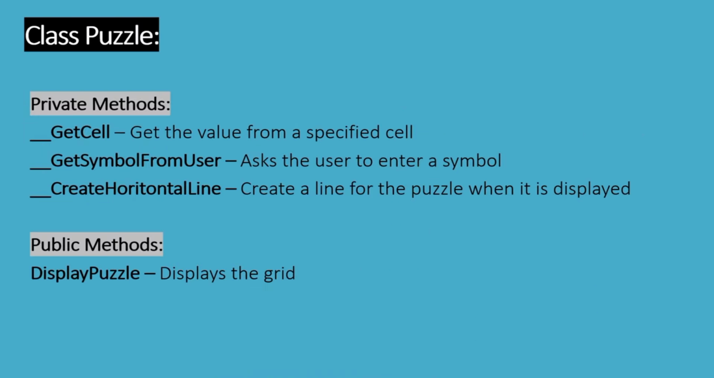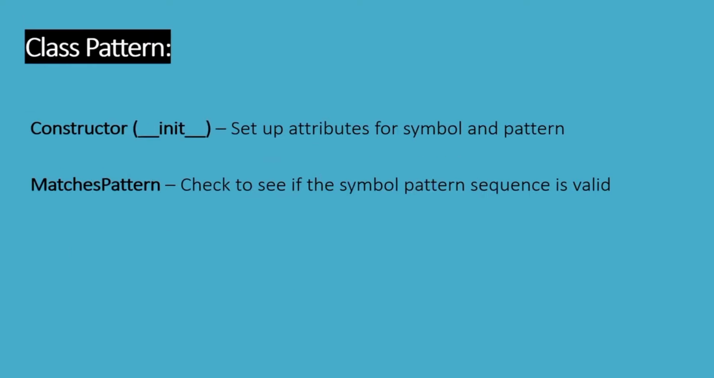So thinking about our puzzle class, we've got 3 private methods. GetCell just takes a value from the user specified for the cell. GetSymbol from user asks the user to enter a symbol. And then createHorizontalLine just creates a line for the puzzle when it's displayed. The public methods we've got are displayPuzzle, which displays the overall grid. In our class patron, we've got the constructor method and we've got matchesPatron. Constructor method just sets up the attributes for the symbol and patron, and then matchesPatron checks to see if the symbol patron sequence is valid.